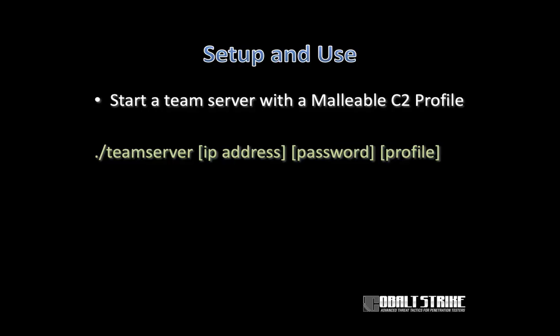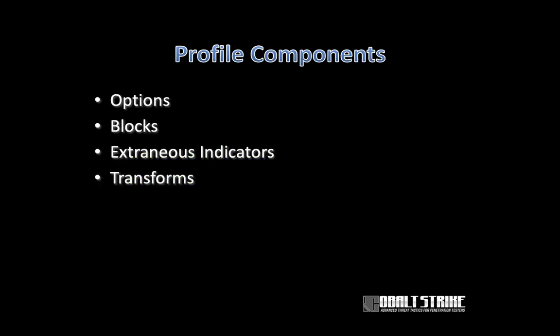Each team server has a single Malleable C2 profile associated with it, and that profile is specified when you start the team server. So do ./teamserver, the address of the team server or the default redirector, the password, and the path to your profile file. Think of Malleable C2 as a mini programming language. And these malleable profiles have 4 components: options, blocks, extra indicators, and transforms.